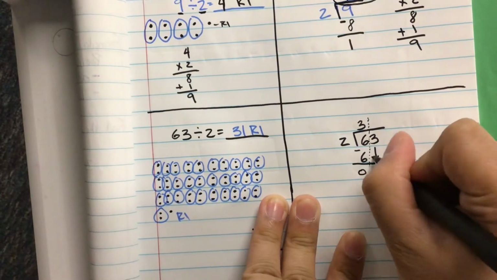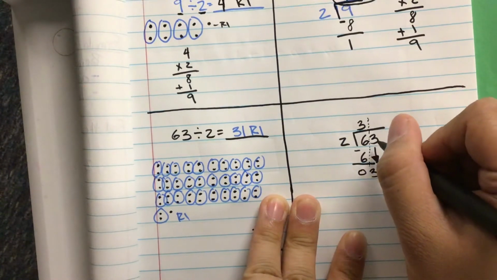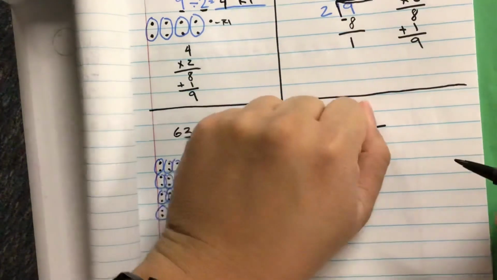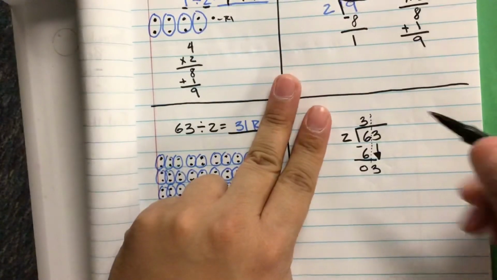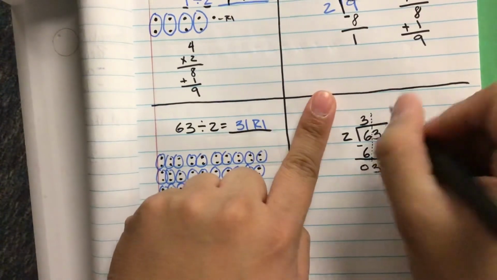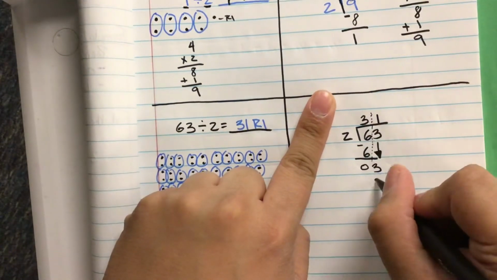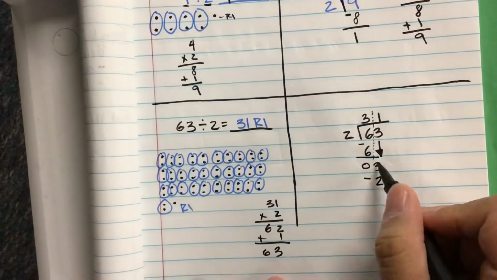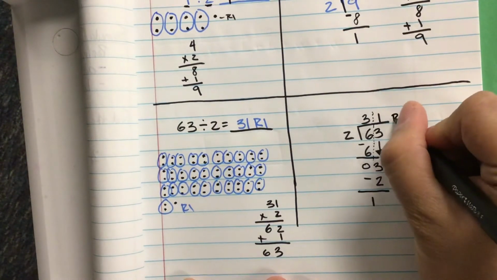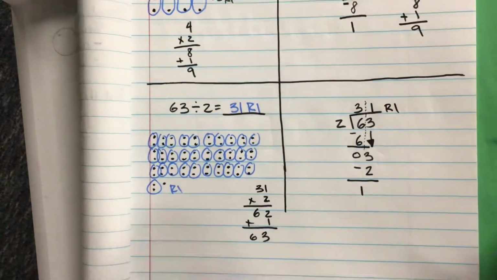Now we can bring down this 3, okay? Because there are still 3 ones remaining that we need to take care of. Now, how many times can 2 go into 3? Well, if I count 2, 4, well, I already know 4 is higher than 3, so I can only count 2 one time. Okay, and 1 times 2 equals 2. And then now we can subtract. 3 minus 2 equals 1. So our answer is 31 remainder of 1, because there are no more numbers here to bring down.